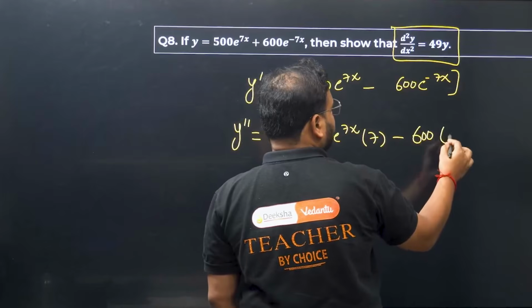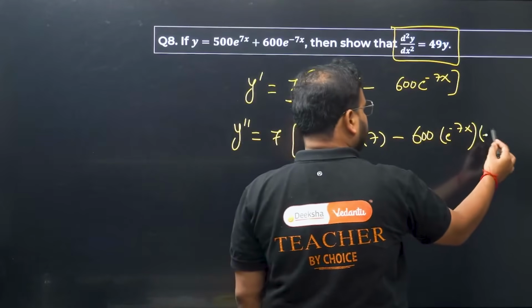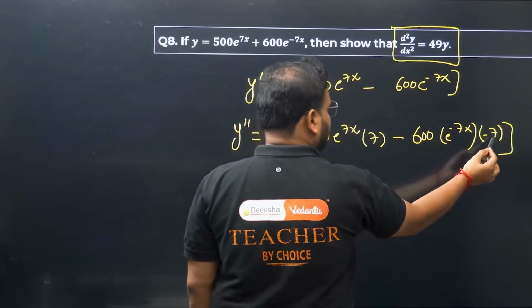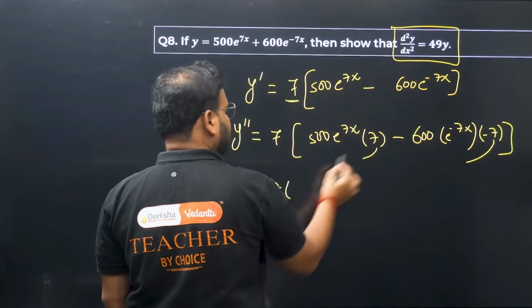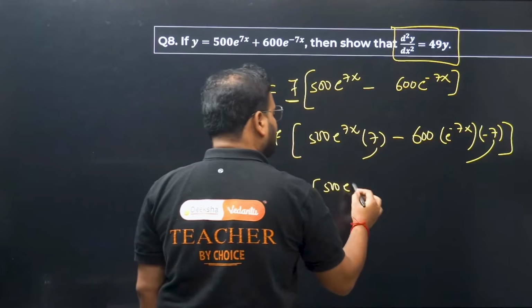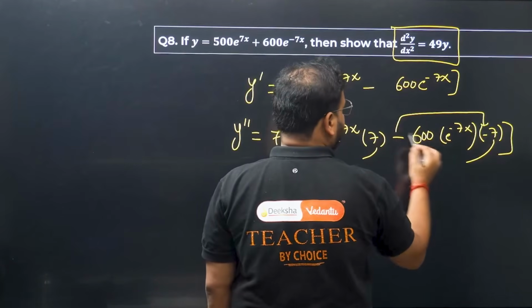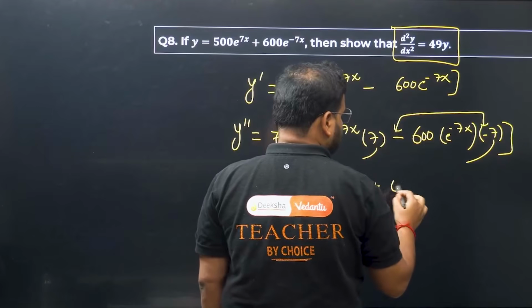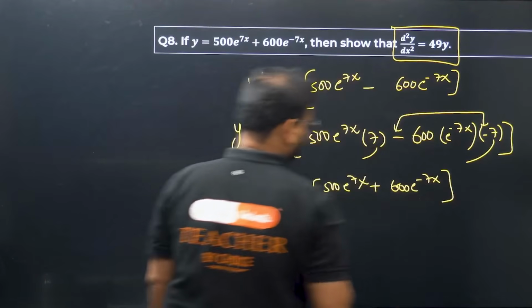I get e power minus 7x. Derivative of minus 7x will be what? Again minus 7. Now we take this 7 and this 7 outside. What I get? 7 was there, I'm taking one 7 again outside. So 500 e power 7x, and this minus will make plus. Okay. So plus 600 e power minus 7x.